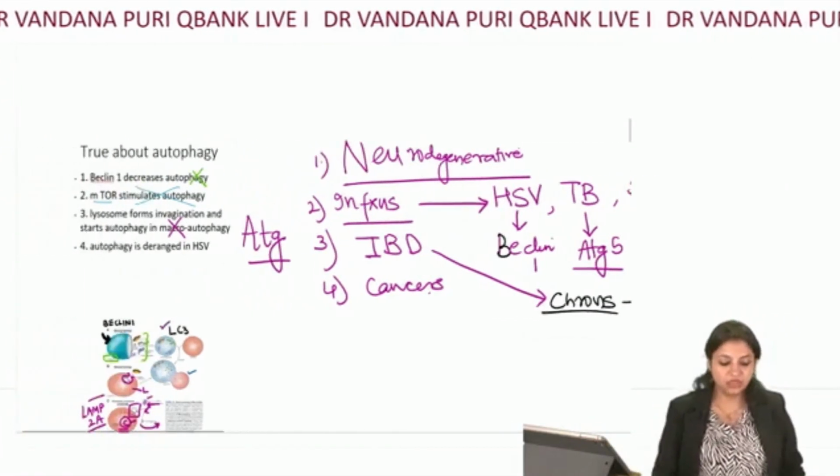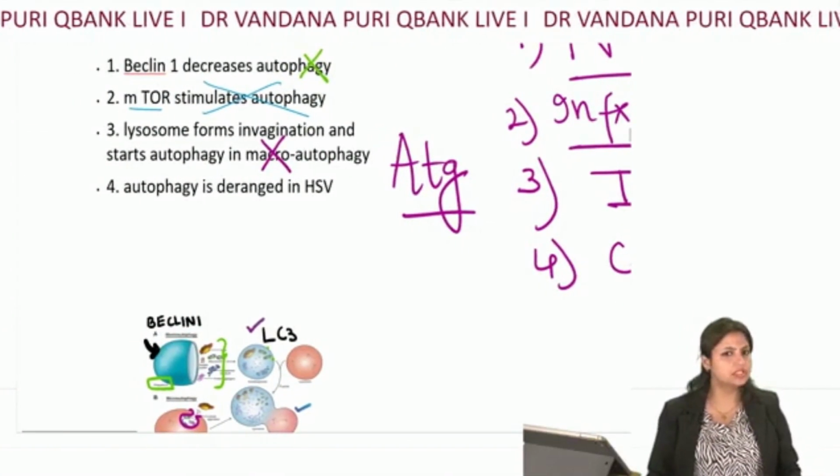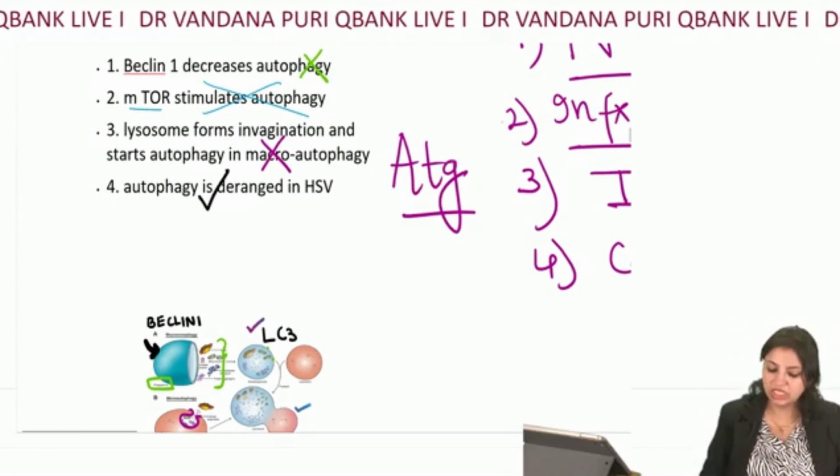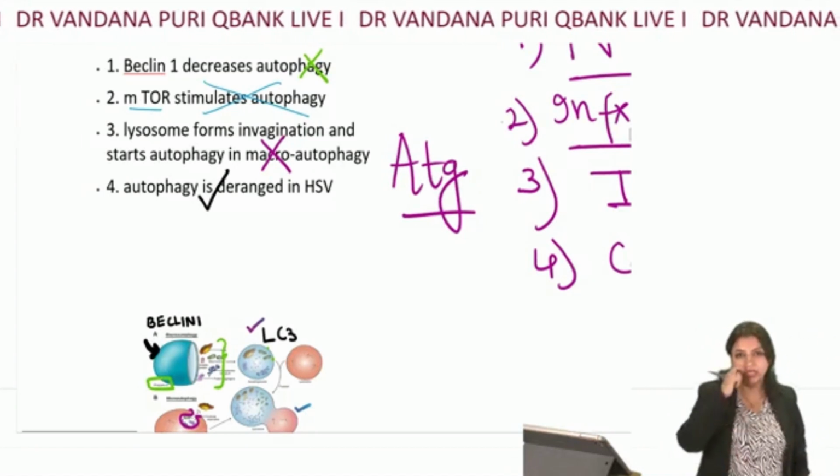So remember this. The option was autophagy is deranged in HSV. True or false? Yes, it's true. It's deranged because it blocks Beclin 1.